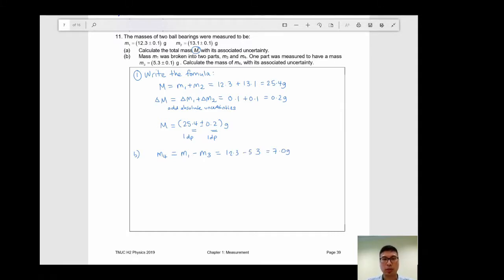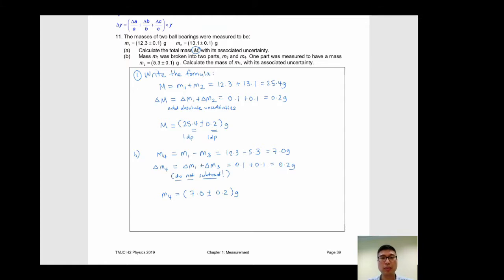Now, this is a subtraction, but even though you're subtracting values, the uncertainties still add up. Remember, uncertainties never get smaller when you add two values together. So the final value can be written like this. Now, once again, when we've written our value, check for decimal places.